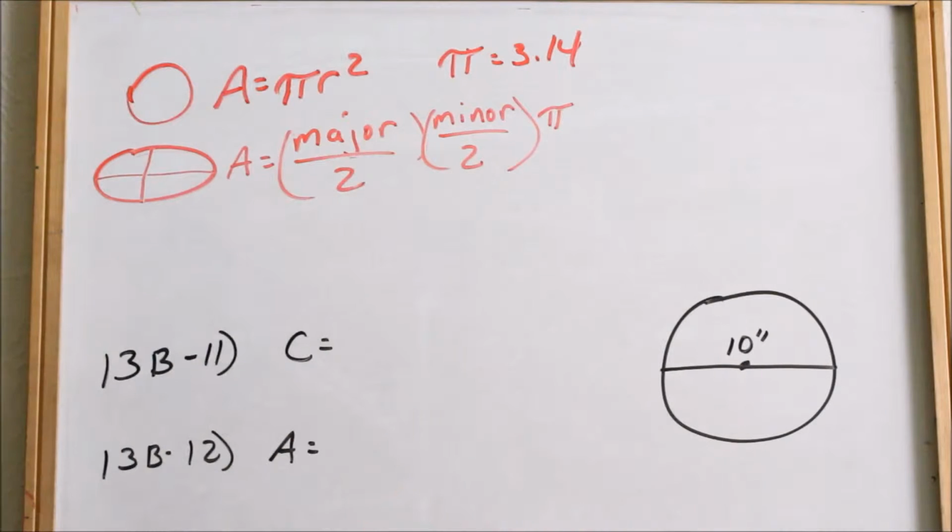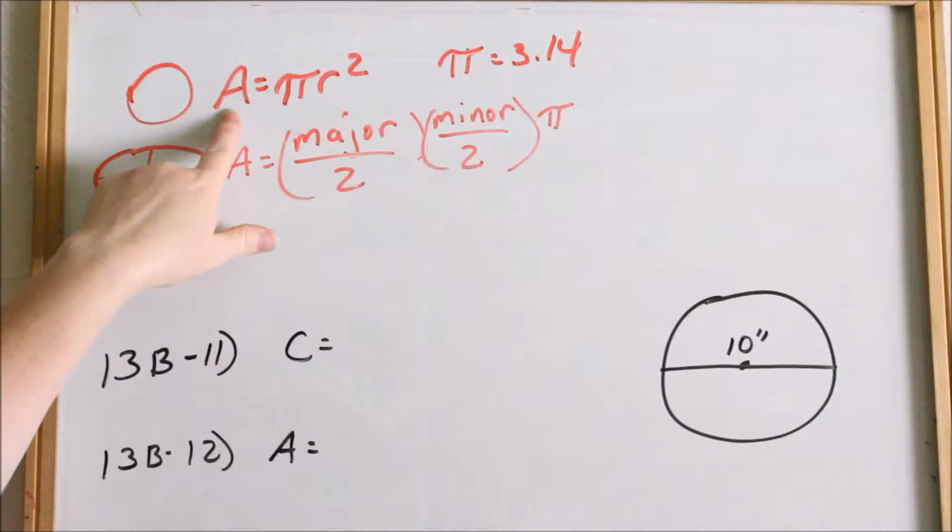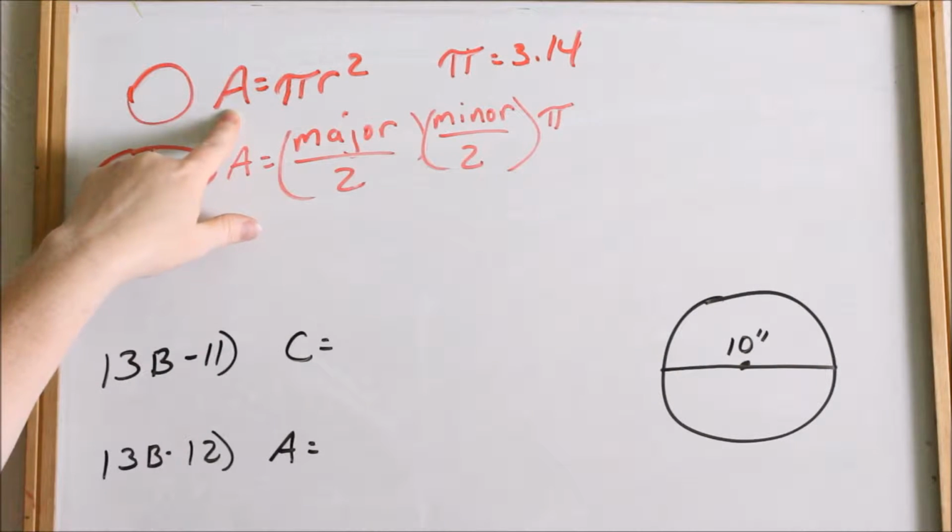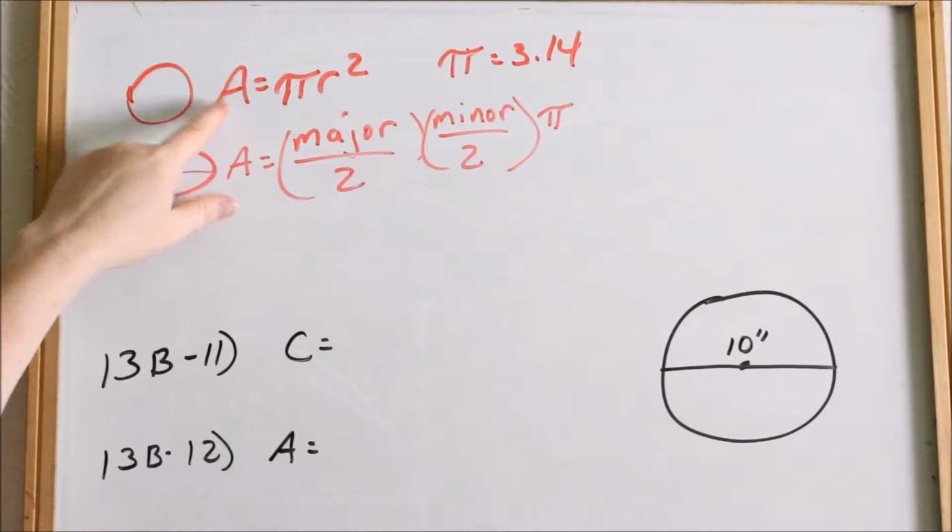Pi is 3.14, that's what I will be using, but it's okay if you want to use your pi button and then round. Your answers may be slightly different than mine if you're using your pi button, and that's okay. As a reminder, the units for area are square units. Square inches, square feet, square centimeters, square meters.